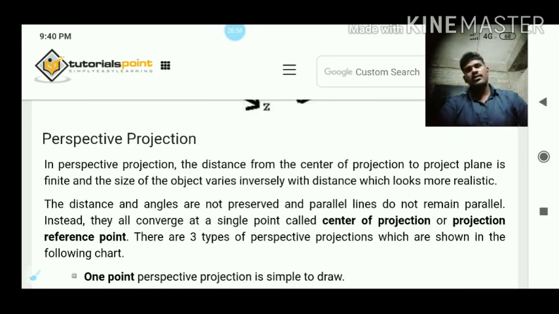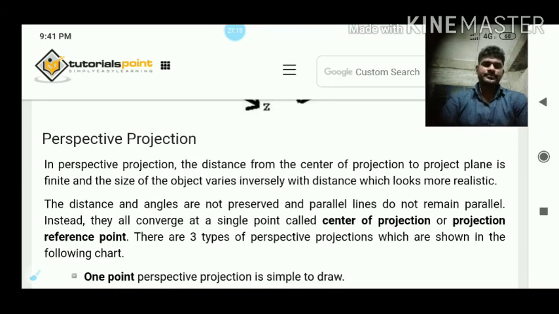Here: parallel projections, orthographic projections and perspective projections. These are very important. That's why I want to emphasize these three as per your syllabus.